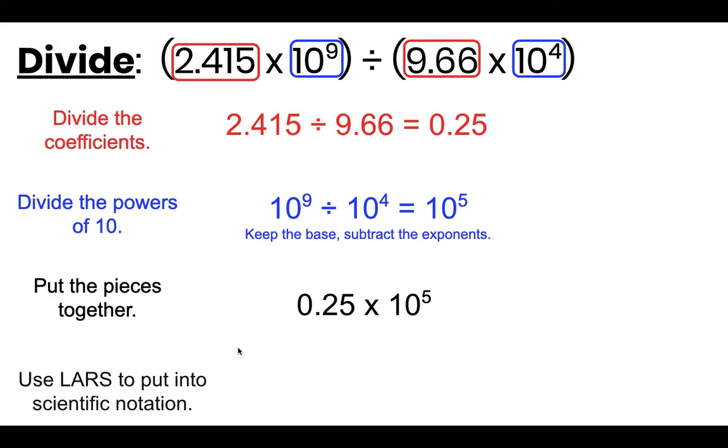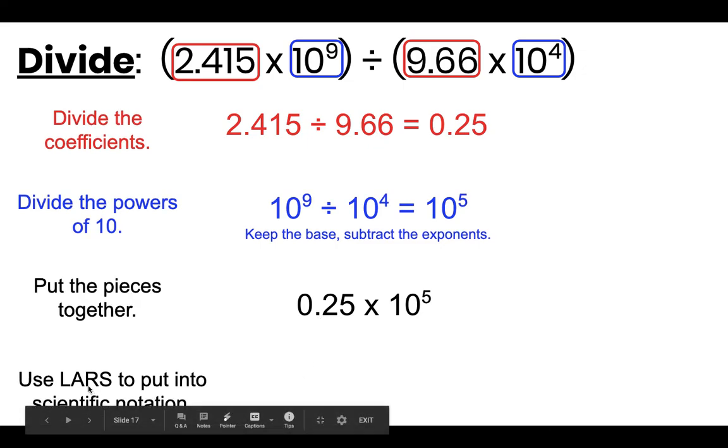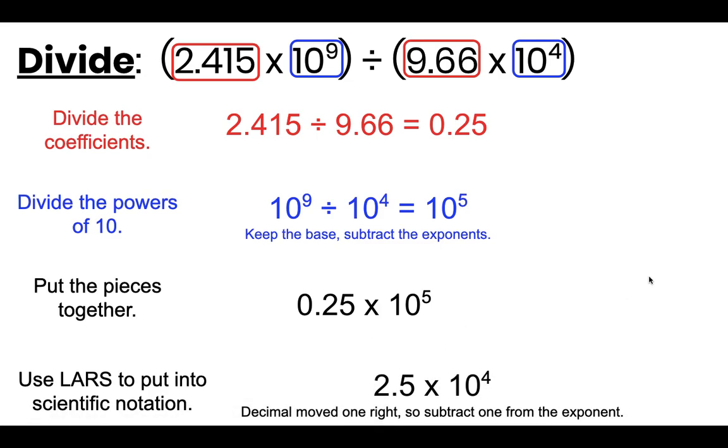We use LARS to put this in scientific notation. We should know that 0.25 is too small. It's not in the correct form. So we need to move our decimal 1 to the right. When I move right, I'm going to subtract. Since I moved only one place, I'm going to subtract 1 from our exponent. So our answer would be 2.5 times 10 to the 4th. I moved 1 right, so I subtracted 1 from the exponent.